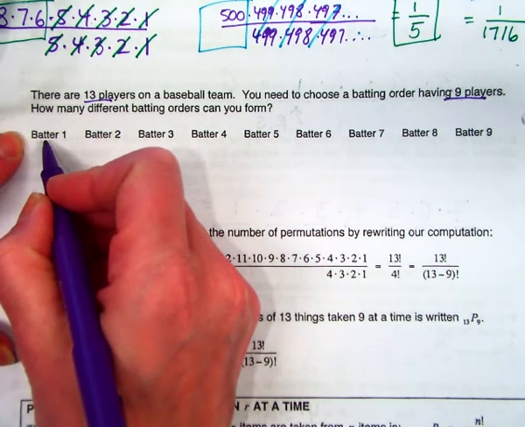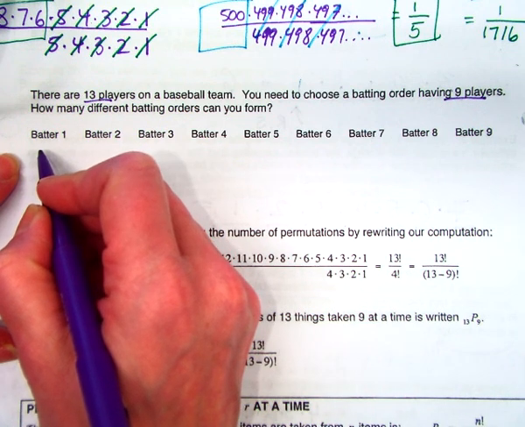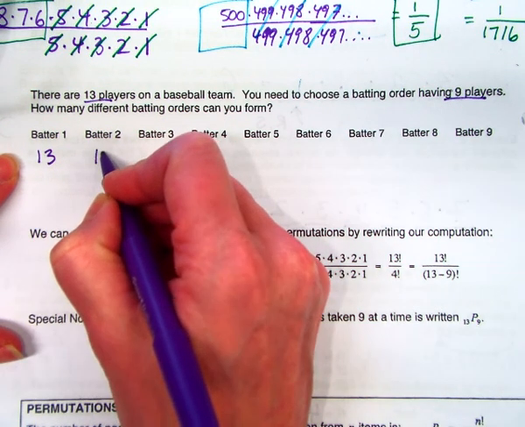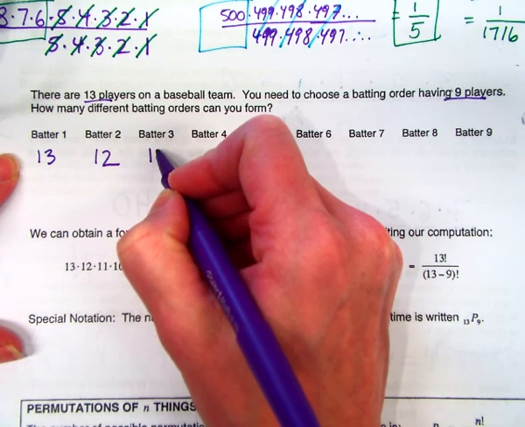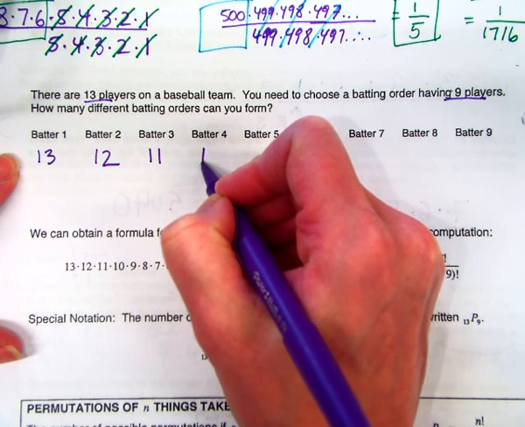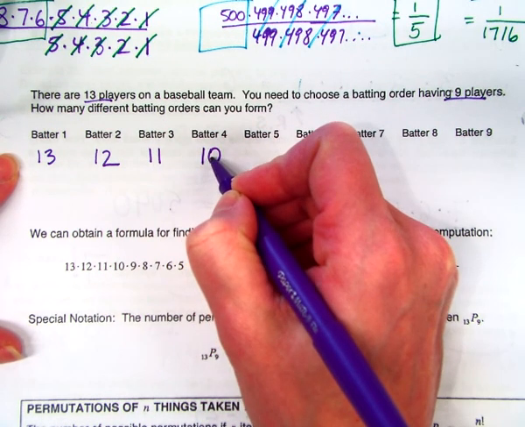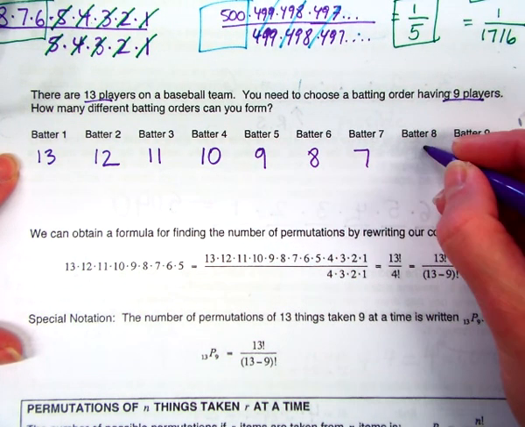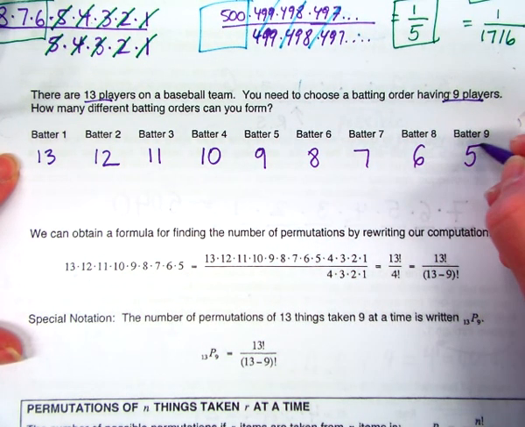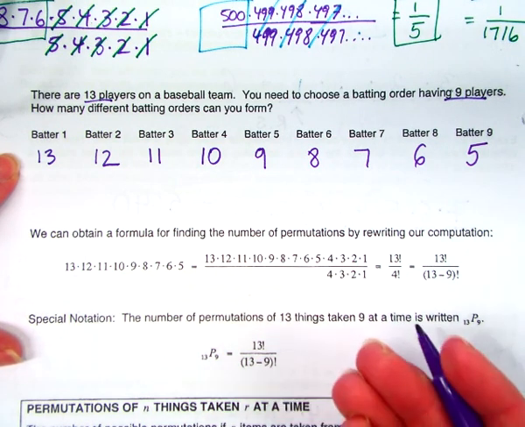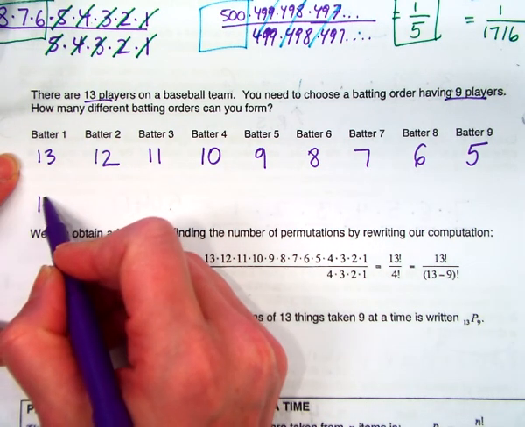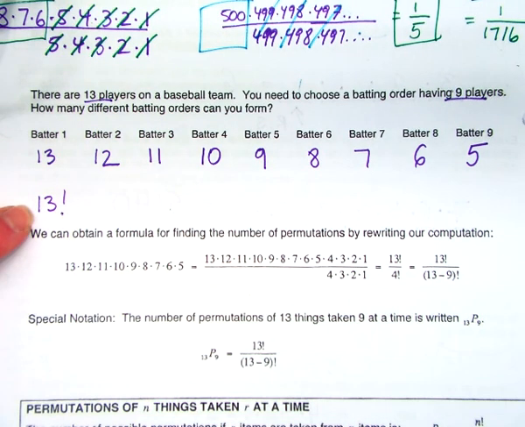How many choices do we have for batter 1? 13. How many do we have for batter 2? And then 11. Okay, fill this in. And then 10 people to pick from. Technically, this is not very different than what we talked about yesterday. You just multiply. However, would this be the same as doing 13 factorial?